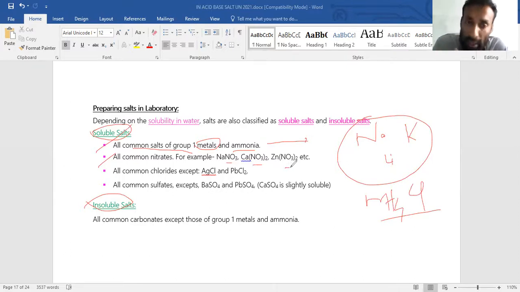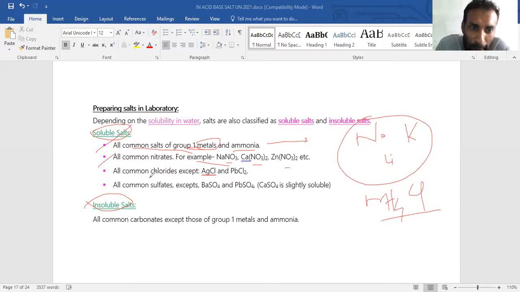Any metal could be with nitrate: calcium nitrate, sodium nitrate, potassium nitrate, any metal. So this first one was about group 1 metal, whatever the anion is. And this says if nitrate is there, whatever the metal is, nitrate alone is responsible for making the salt soluble. And if group 1 metal is there, the salt will be soluble, must be soluble.